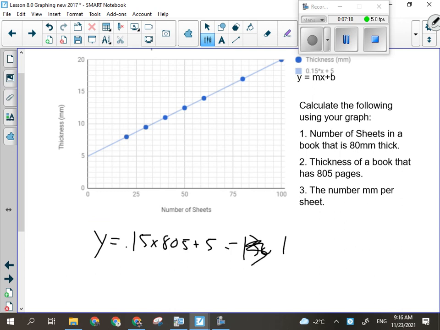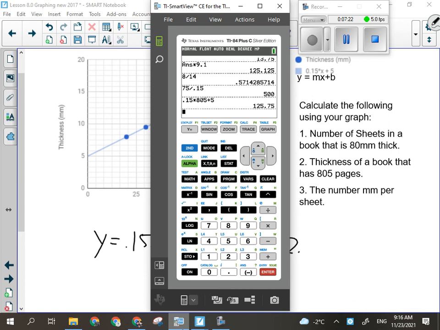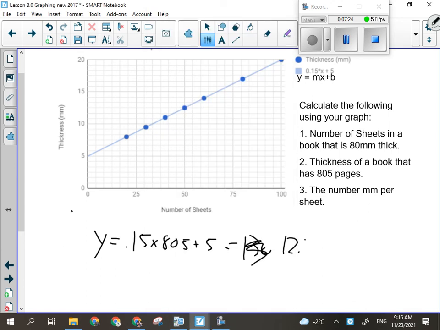Sorry, I should write it as it actually is. 125.75 millimeters. There's not 2 decimals in that number. It's not an IP address.